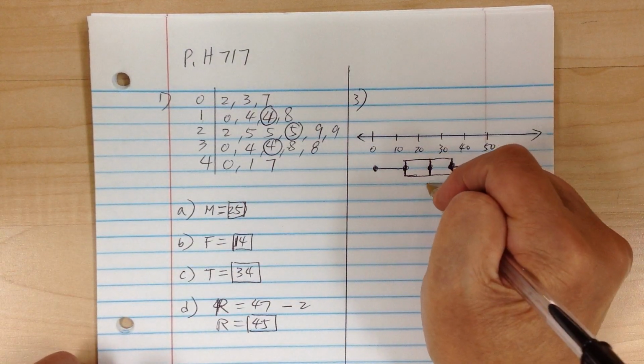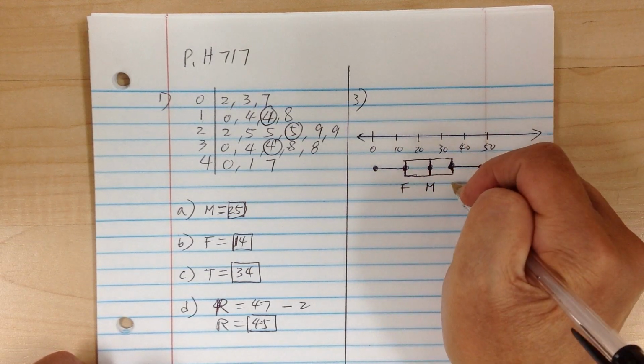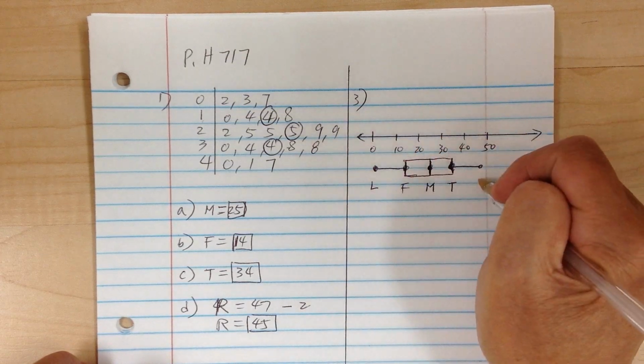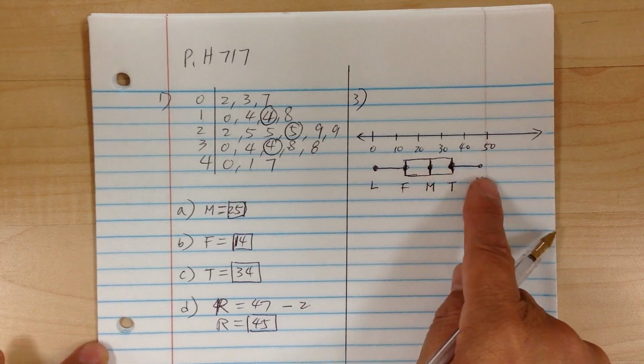Okay, so again, here's your median, here's your first quartile, and here's your third quartile. Here's your lowest number, and here's your highest number. And so that's your box and whisker plot.